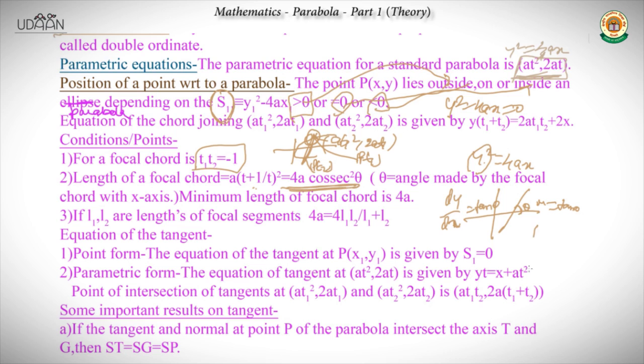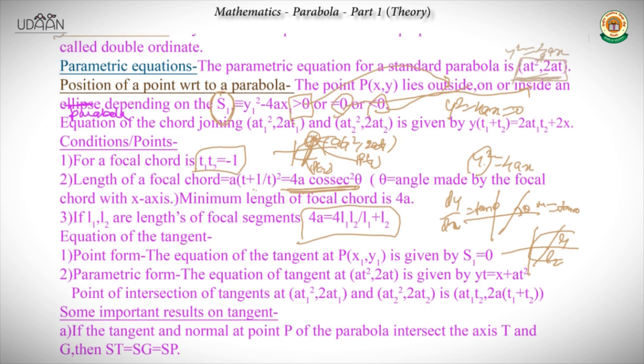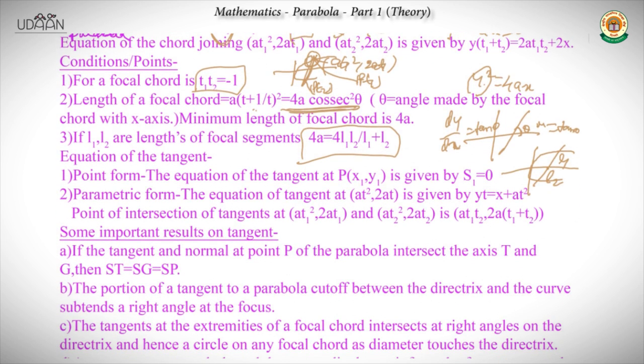Next, if you take a focal chord, then the focus divides it into 2 segments. If we assume the lengths are L1 and L2, we derive a condition that 4a equals 4 L1 L2 by L1 plus L2. You can also remember this point.